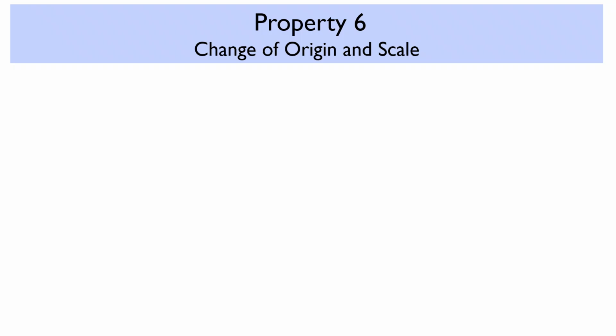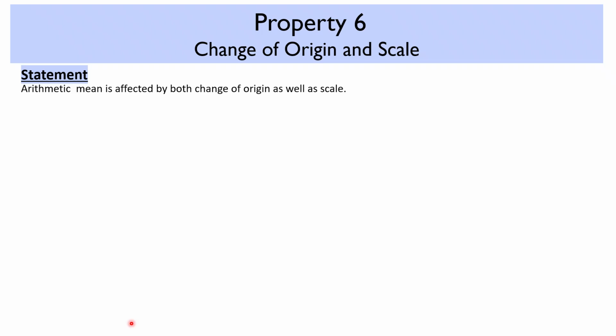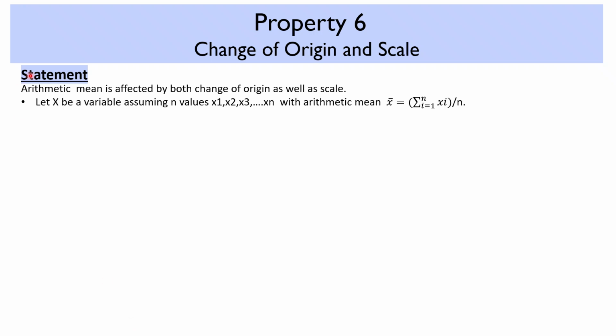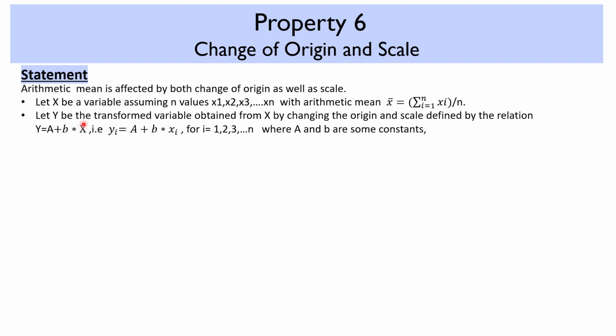In property 6, let us prove and state change of origin and scale together. Arithmetic mean is affected by both change of origin and scale. We have seen it. Now, if variable x assumes n values with arithmetic mean summation xi upon n, and y is the transformed variable obtained from x, defined as, say, a plus b into x, where capital A and small b are some constants, then the property says that y bar is equal to a plus b into x bar.